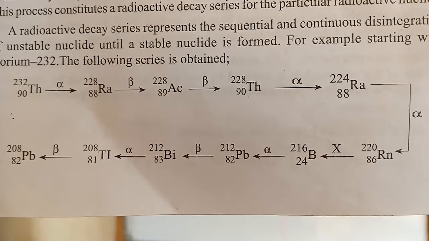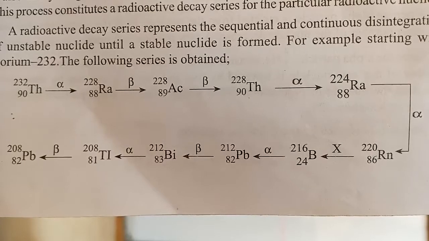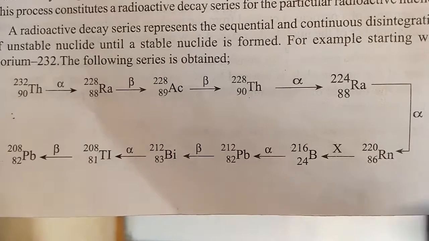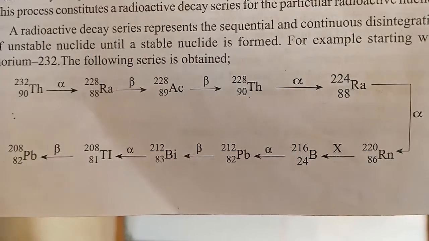Most of that energy is liberated in the form of gamma rays. So we said gamma rays are not particles. They are rays. They are emitted as energy. So that's why they are not indicated on that series.